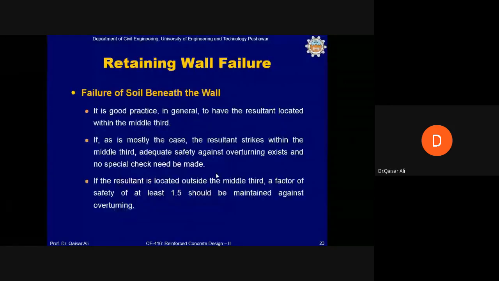It is generally good practice to have the resultant located within the middle third. If, as is mostly the case, the resultant strikes within the middle third, adequate safety against overturning exists and no special check will be made. So this point shall be noted. If the resultant is within the middle third, then the overturning will not occur. Sliding may occur, but the overturning will not occur. This is for sure. If the resultant is located outside the middle third, a factor of safety of at least 1.5 should be maintained against overturning. So this point shall be noted.